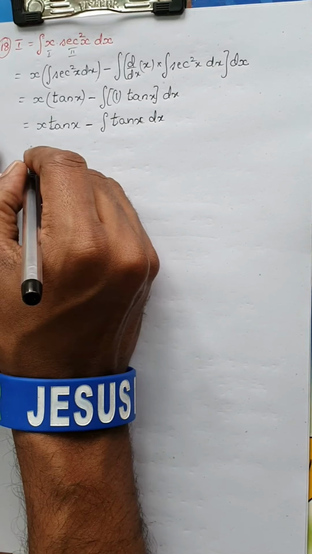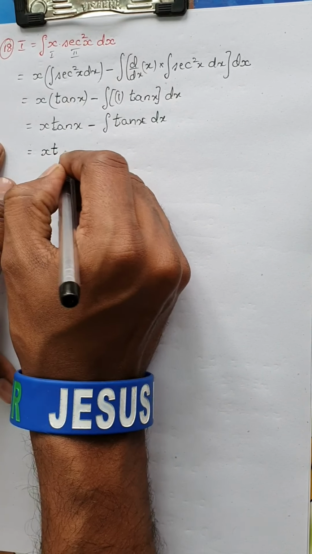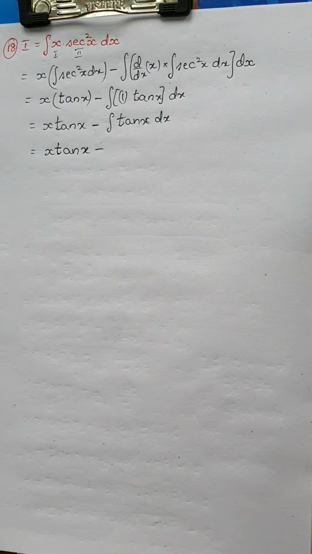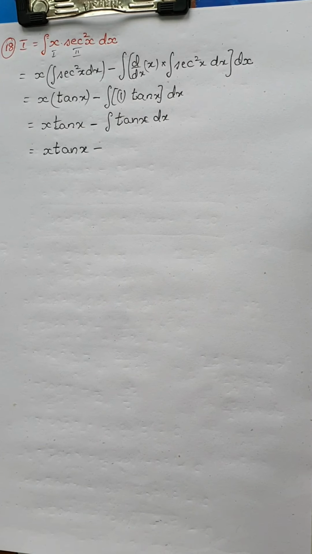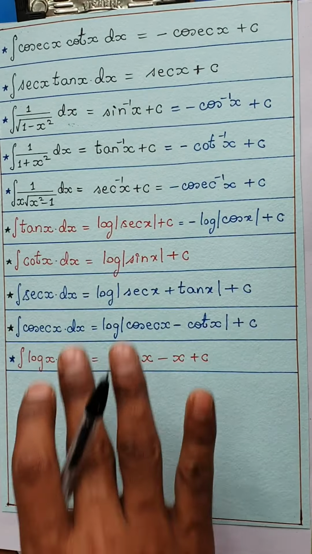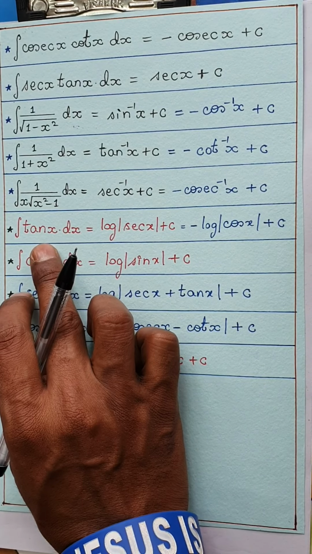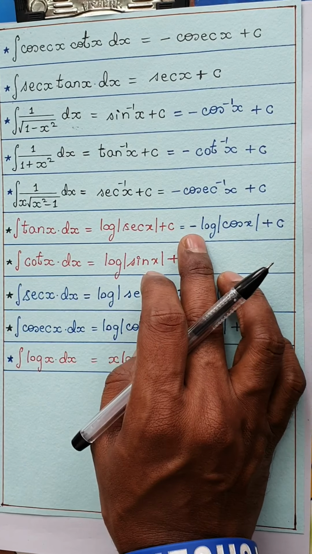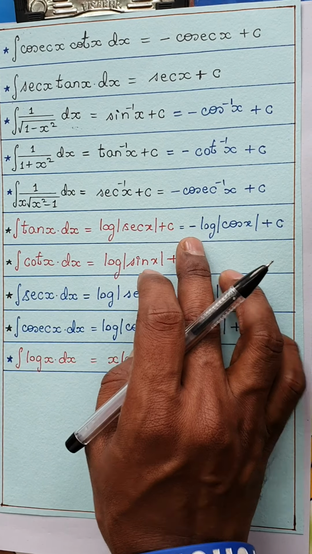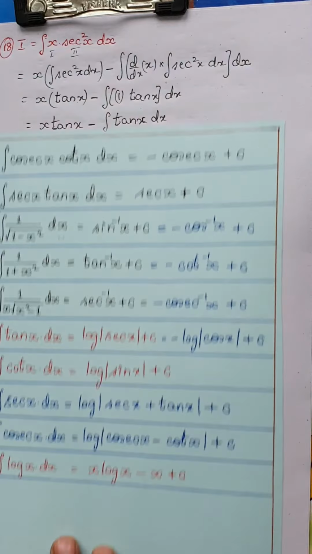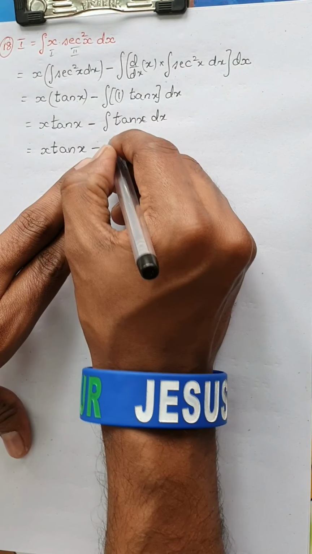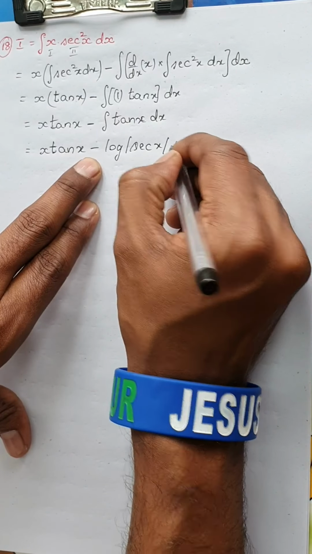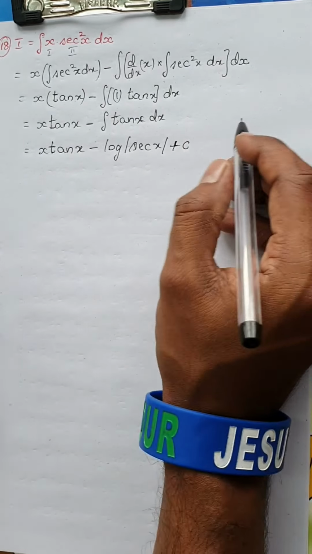So this becomes x tan x minus integral of, remember, 1 into tan x is tan x dx. So this is nothing but x tan x minus, I hope you remember, again a standard integral for tan x. What is the standard integral for tan x? You can either write it as log of mod secant x, or you can write it as minus log of cos x plus c. It's up to you which one you are going to use. I'm going to use log of mod secant x plus c, which is the constant of integration.